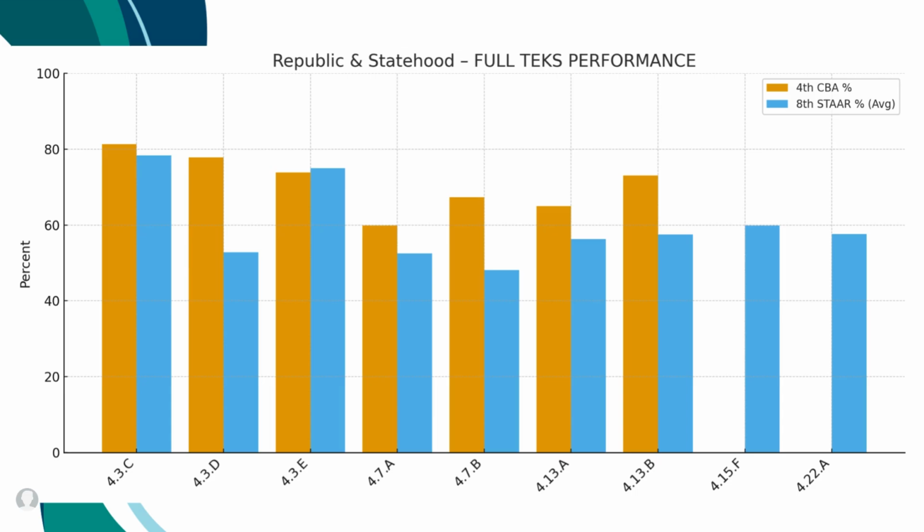This graph lets you visually compare the TEKS side by side. The gold bars are 4th grade CBA data, and the blue bars are the 8th grade STAAR data. When you see a tall yellow bar and a noticeably shorter blue bar, that's where we have that vertical alignment gap. And 4.7A and 4.7B pop out immediately, and those will be our instructional priority.